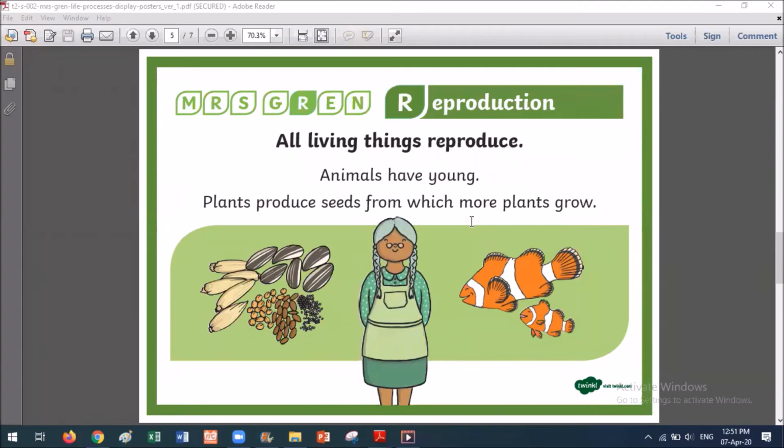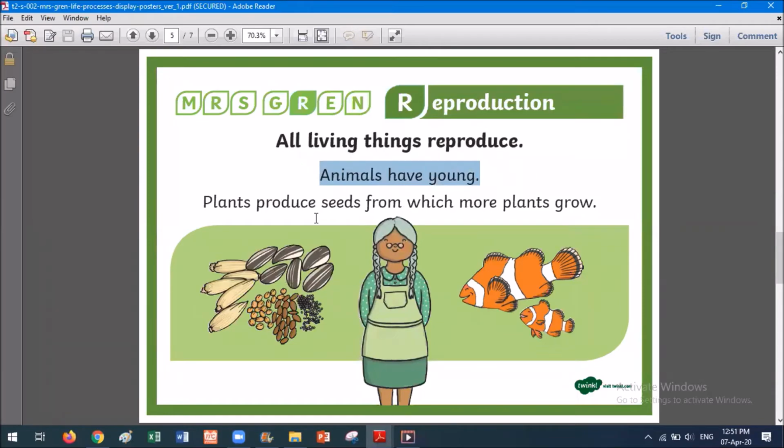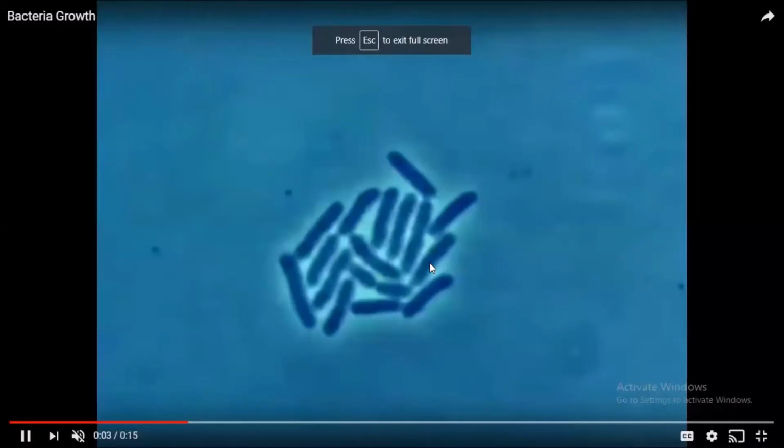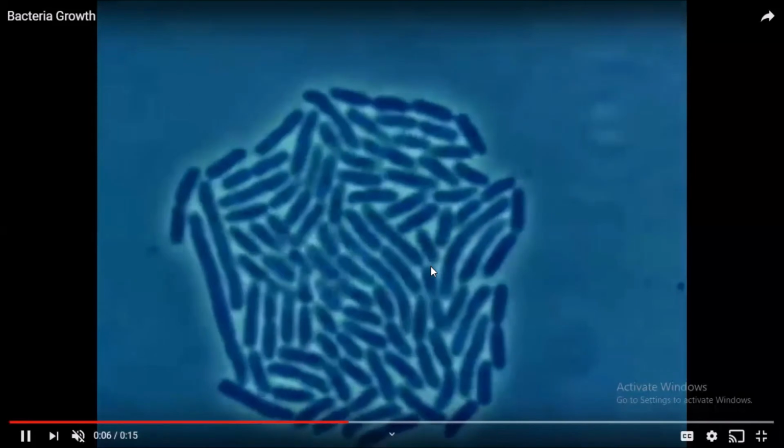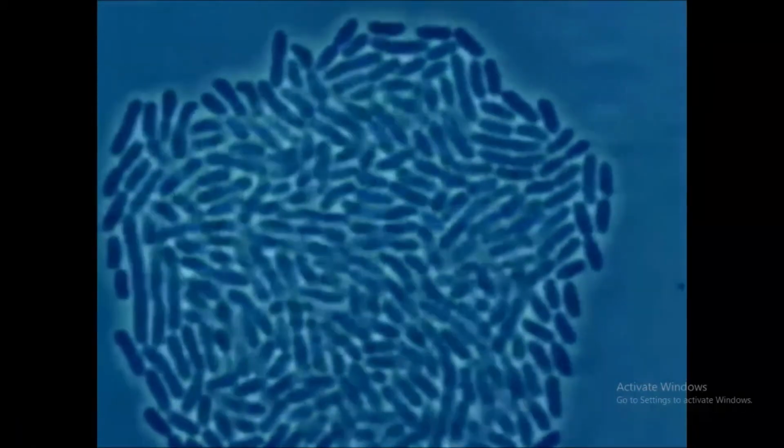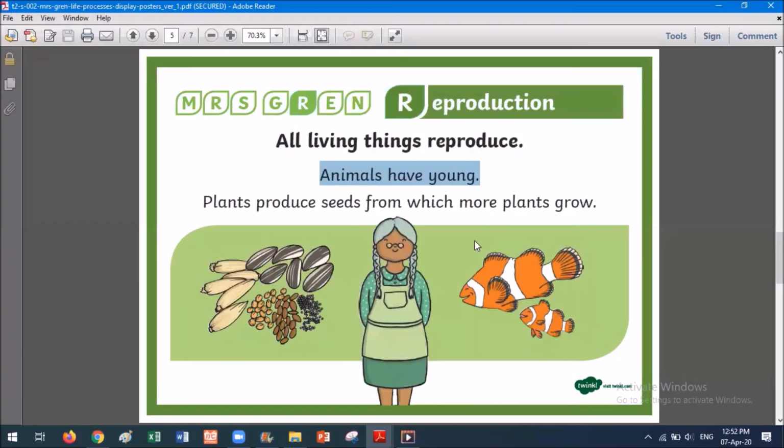And reproduction, we know all living things reproduce. Even bacteria reproduces. Here we can see the bacteria is making copies of itself and it's growing and growing and growing. It's covering the petri dish. Can you see how fast that was? Wasn't that scary? Guys, look at your hands. Do you want to lick your hands now or would you like to wash them first? So we have to remember that we have lots of things growing on our hands too.